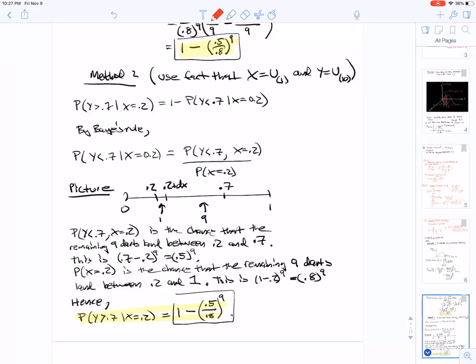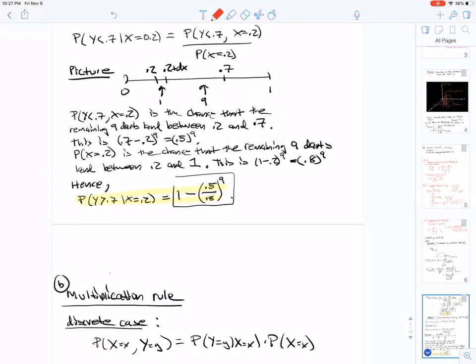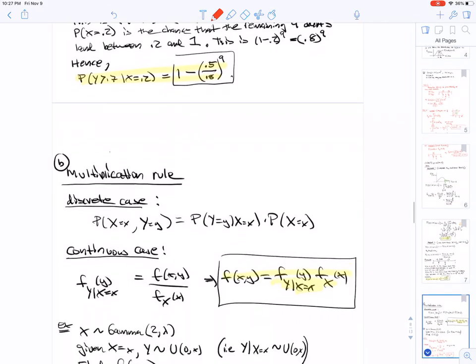So the chance of that is 0.5 to the 9th power, because 0.5 is the distance from 0.2 to 0.7. The denominator, the probability that x is 0.2, allows my 9 darts to go anywhere between 0.2 and 1. So that distance is 0.8, so I get 0.8 to the 9th power. That gives me my answer of 1 minus 0.5 over 0.8 to the 9th power. Same answer, just maybe a little bit easier.